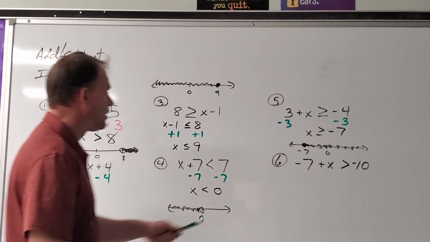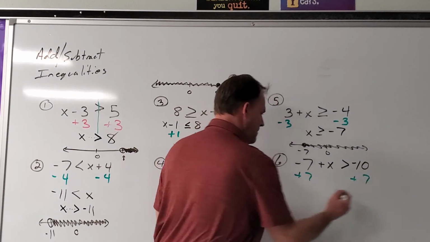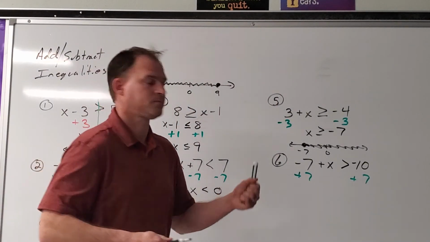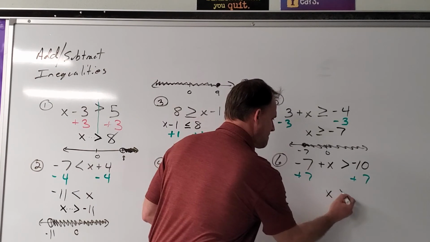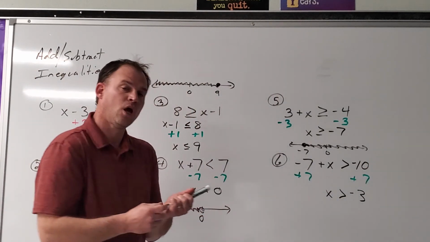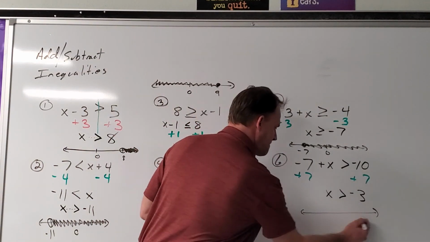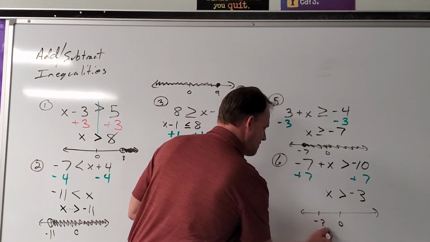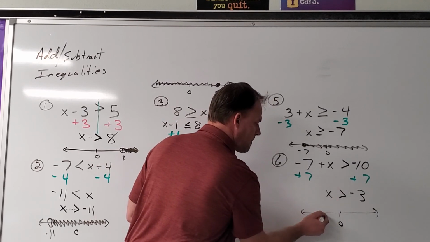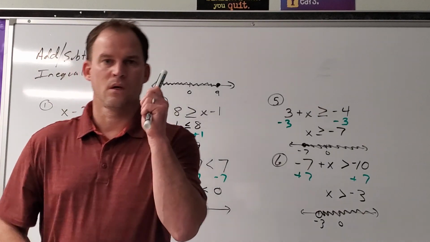You need it. Number 6. Add 7 to both sides of the equation. Calculators tell me -3. Open circle or closed? Left or right? Good luck.